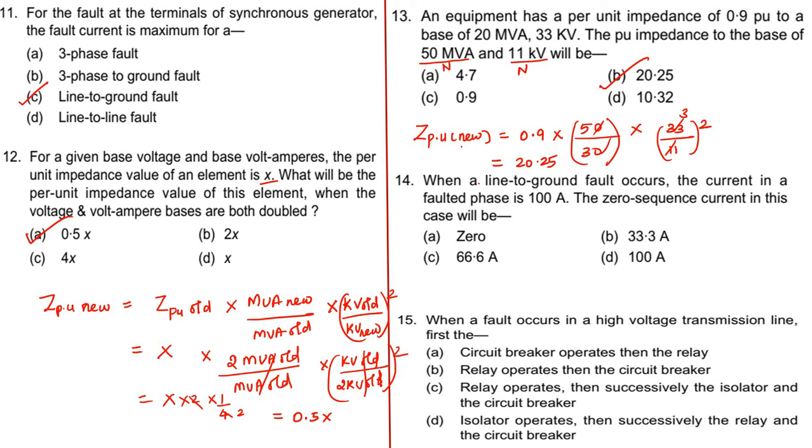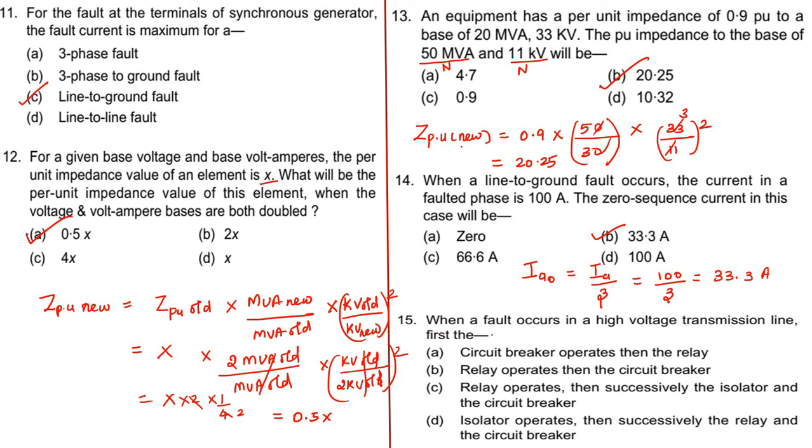Next, question 14. When a line to ground fault occurs, the current in the faulted phase is 100 ampere. What is the zero sequence current? Zero sequence current, that is IA0, equals IA divided by 3. IA equals 100, so 100 divided by 3 equals 33.3 ampere. So the answer is option B.